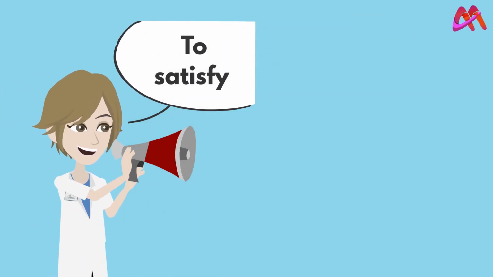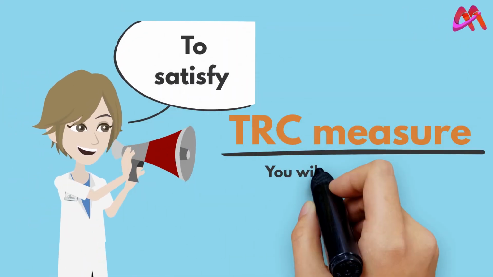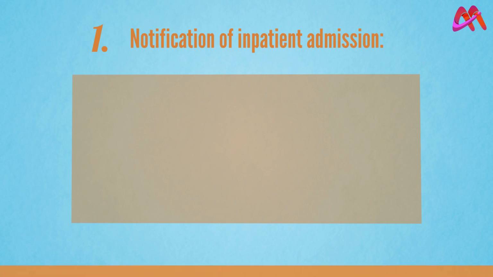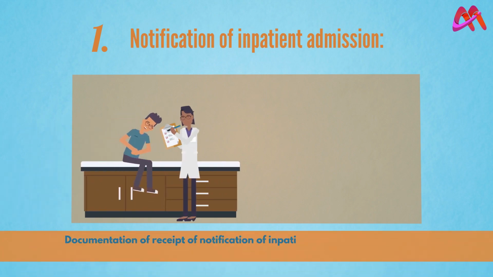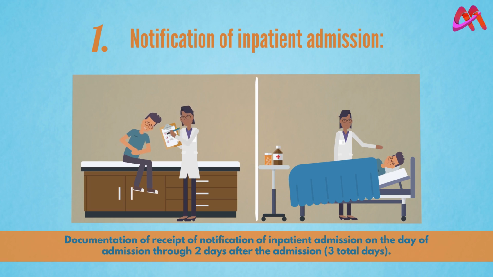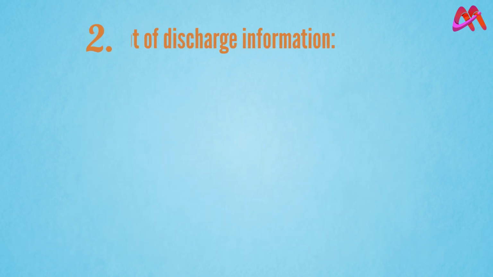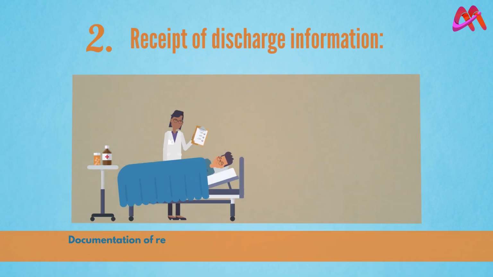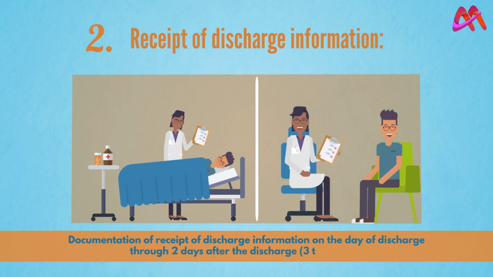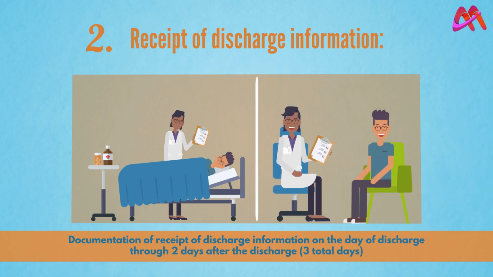To satisfy the TRC measure, you will need to have the following. 1. Notification of inpatient admission. Documentation of receipt of notification of inpatient admission on the day of admission through 2 days after the admission, 3 total days. 2. Receipt of discharge information. Documentation of receipt of discharge information on the day of discharge through 2 days after the discharge, 3 total days.